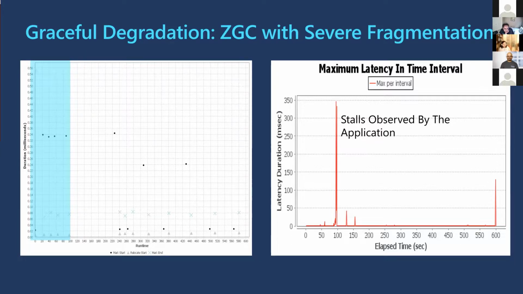Now, that's great from ZGC's perspective. It could handle severe fragmentation. It degraded gracefully, which is what you expect of a low latency collector. It did not give up the sub-millisecond promise that you had, right?